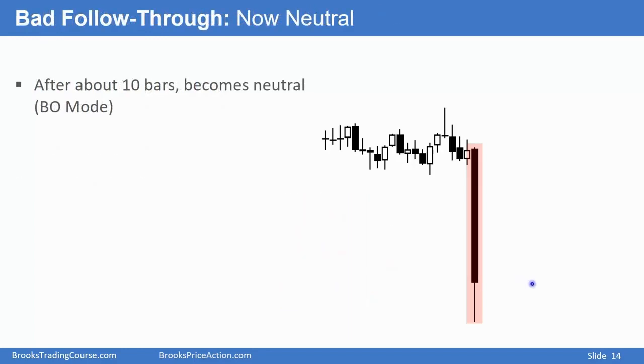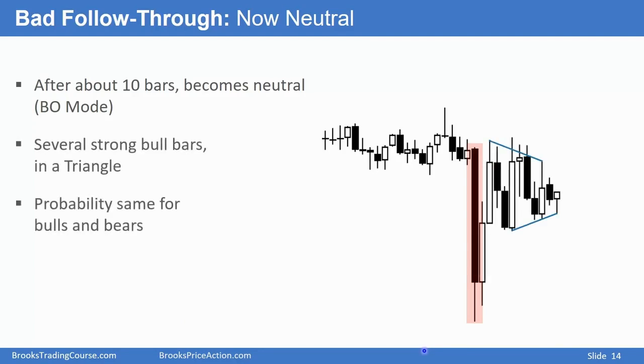If you go sideways for 10 bars, 20 bars, the probability of the bears getting a second leg down drops. And after about 20 bars, the probability of a second leg down becomes the same as the probability of a reversal up. The market becomes neutral. Maybe after 10 bars, maybe after 20 bars. At some point, it becomes neutral again.